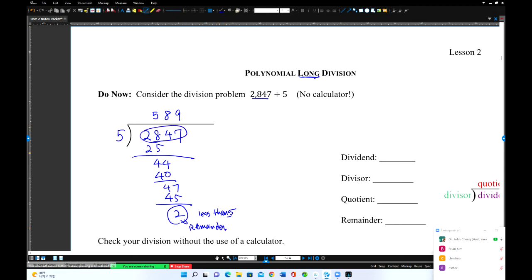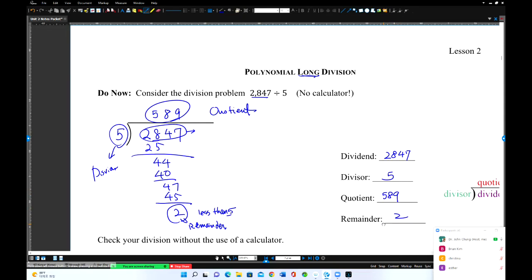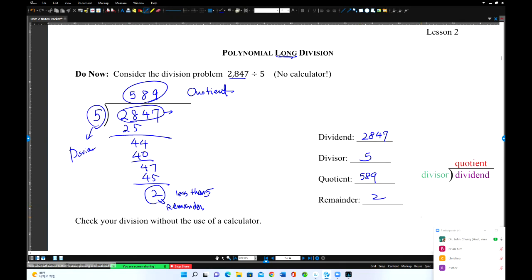This number we set as the dividend, inside the division. This number is called the divisor. I'm going to write down over here: divisor. Positive divisor, that is the dividend. What is this one? Quotient. And the remainder is 2. I'm going to write: the quotient is 569, the remainder is 2. Okay? You must memorize the vocabulary terms.